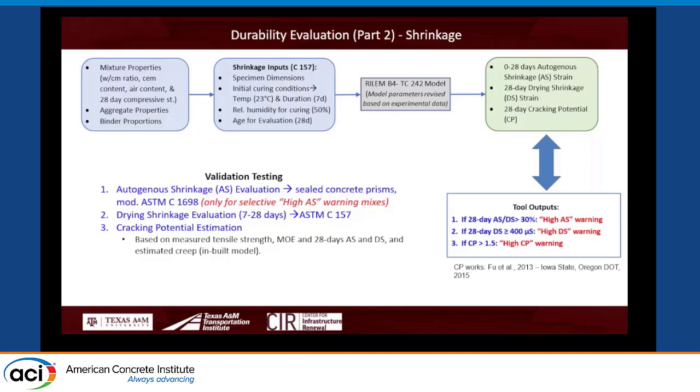Of course, they did a good job on cracking potential. So we use this, because for cracking potential, your compressive strength, tensile strength, modulus of elasticity, and creep coefficient need to be there to do a good job. So this model works really well. This is inbuilt in the Excel tool, and we still need validation. We still need to measure autogenous shrinkage, drying shrinkage, and cracking potential based on actual values.